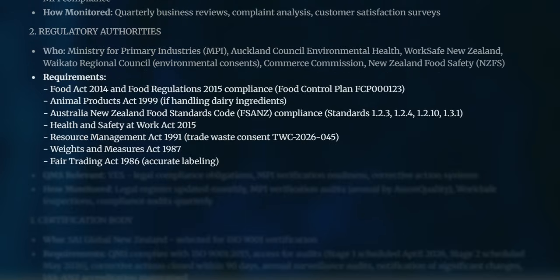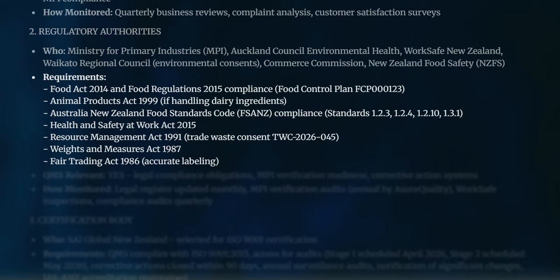And now the requirements of your regulators. Here, our exemplar company lists down the requirements for the regulators. First, we have Food Act 2014 and Food Regulations 2015 compliance for food control plan, and you include the number. And then Animal Products Act 1991 is another requirement if handling dairy ingredients. Another requirement is the Australia New Zealand Food Standards Code, FSANZ compliance, as standard. You need to list a specific standard. Here it is standard 1.2.3, standard 1.2.4, standard 1.2.10, and standard 1.3.1.